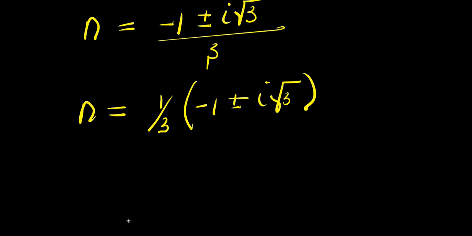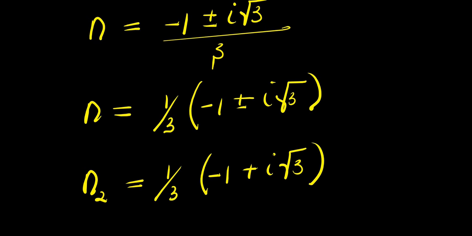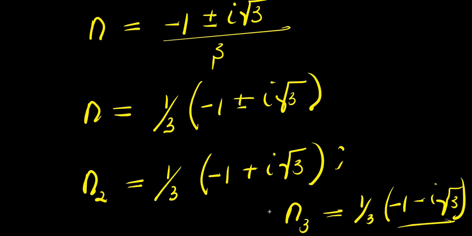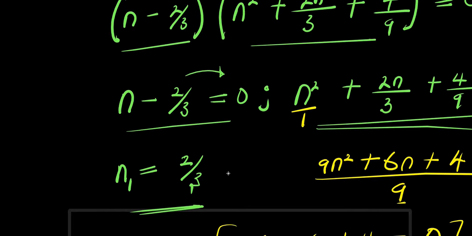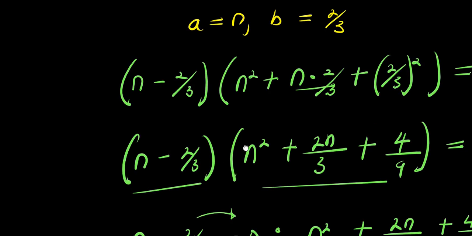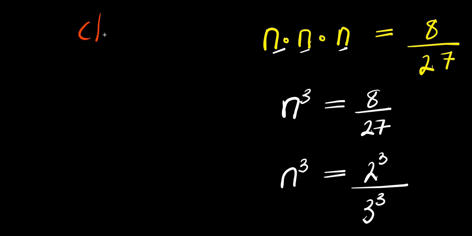So we have two complex values for n. n2 equals 1 over 3 times negative 1 plus i root 3. We also have n3 equals 1 over 3 times negative 1 minus i root 3. These are the two complex values for n. And also we have one real value, which is 2 over 3. So the next step will be to insert this particular value back into the equation.